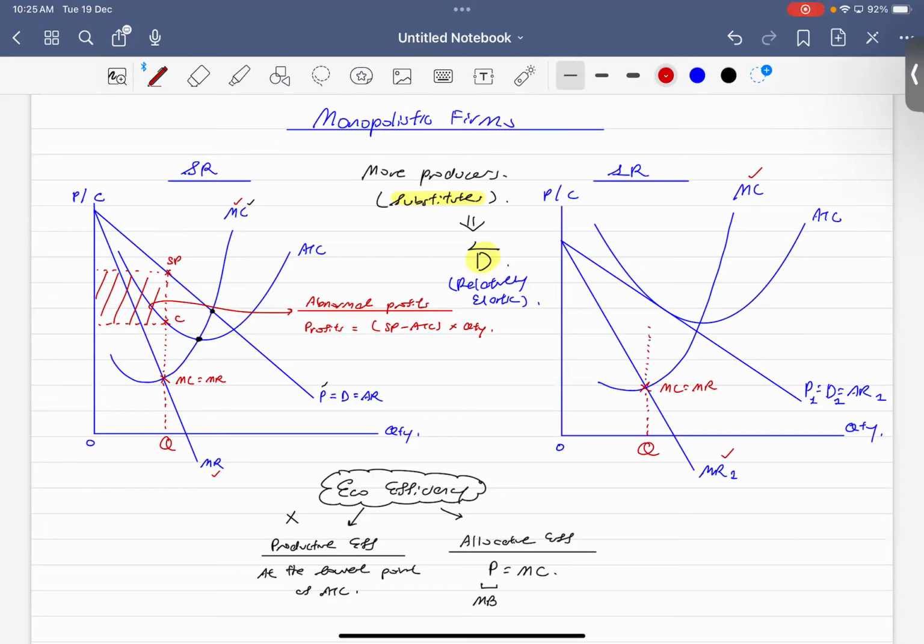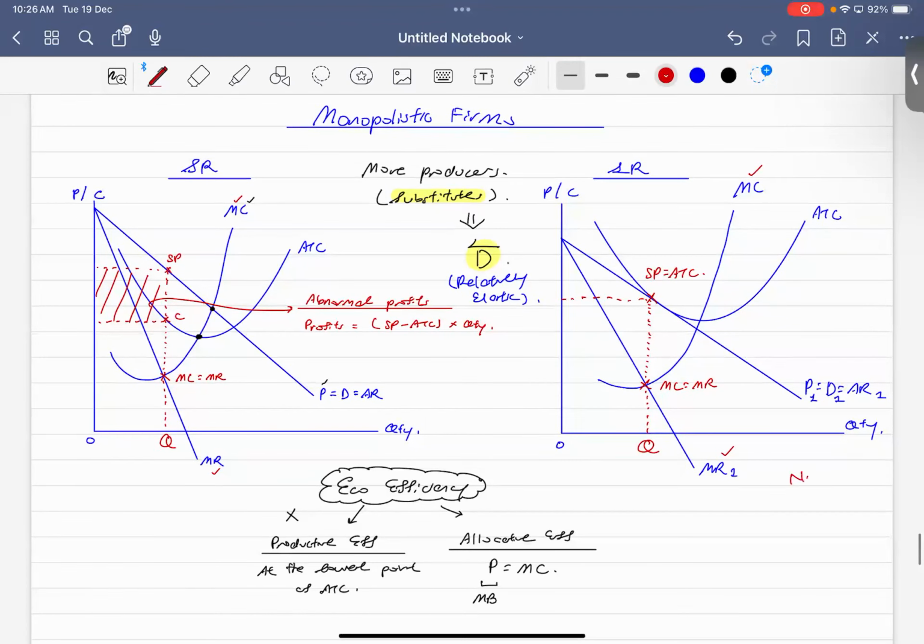And where is your selling price? Your selling price is on the demand curve, and your cost is on the average total cost curve. Do you realize one thing over here? Here you can see that the selling price and the average total cost are the same. So that means they break even. We call it normal profit in the long run. When I say normal profit, that means it has achieved break even, neither profit nor loss.